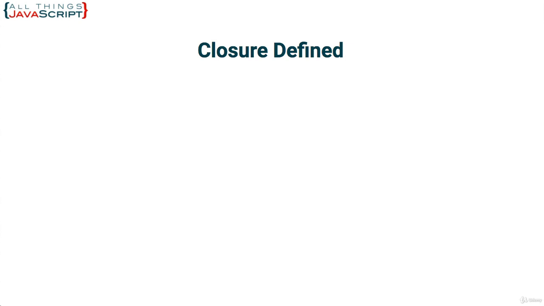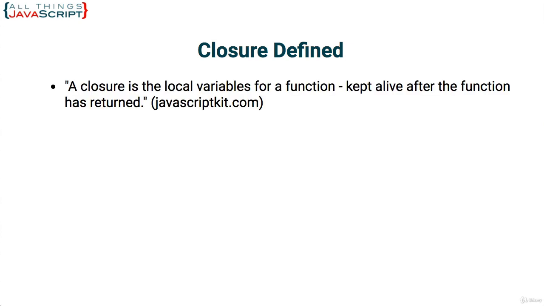I've gathered 3 definitions of closure that we'll look at first, and then we'll look at several examples. First off, this comes from javascriptkit.com. A closure is the local variables for a function kept alive after the function has returned. So what it's saying is when a function is finished, those variables are still accessible.